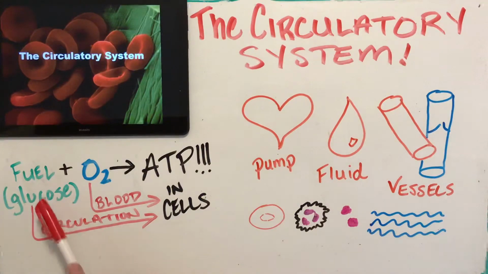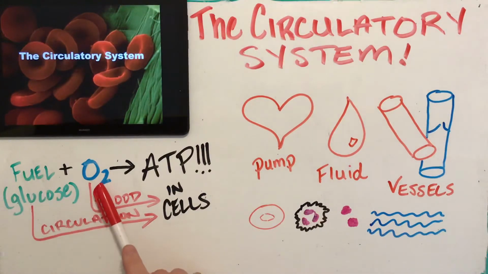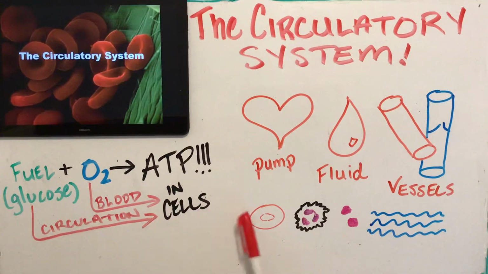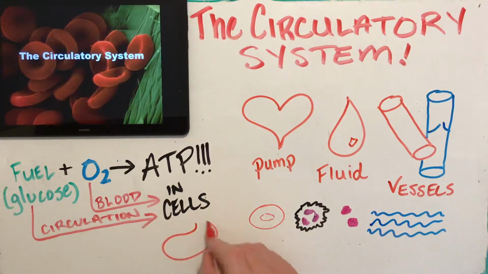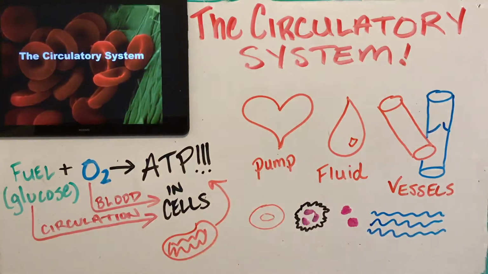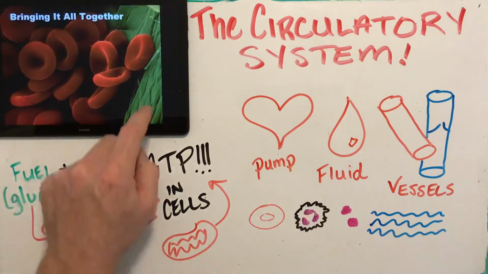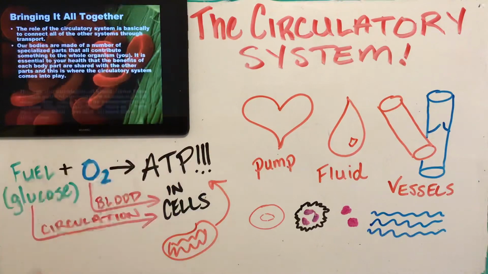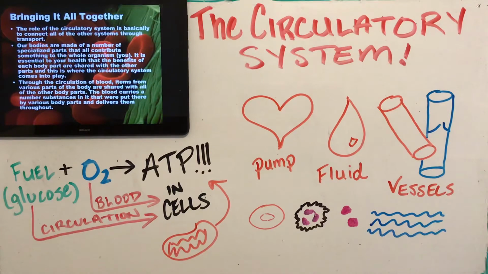All right, so digestive puts glucose in the blood, respiratory puts oxygen in the blood, the circulatory system delivers it to the cells, and once these ingredients are in the cells, we know they are going to the mitochondrion, and the mitochondrion is going to start pumping out the ATP left and right. All right, so let's take a look here. The role of the circulatory system is basically to connect all of the other systems and their parts together through the transport of blood, right?